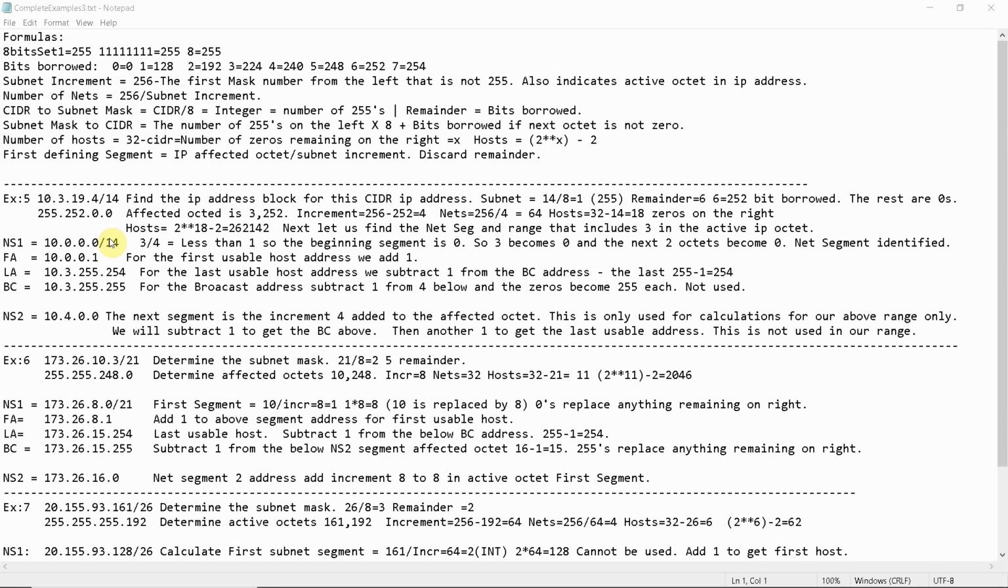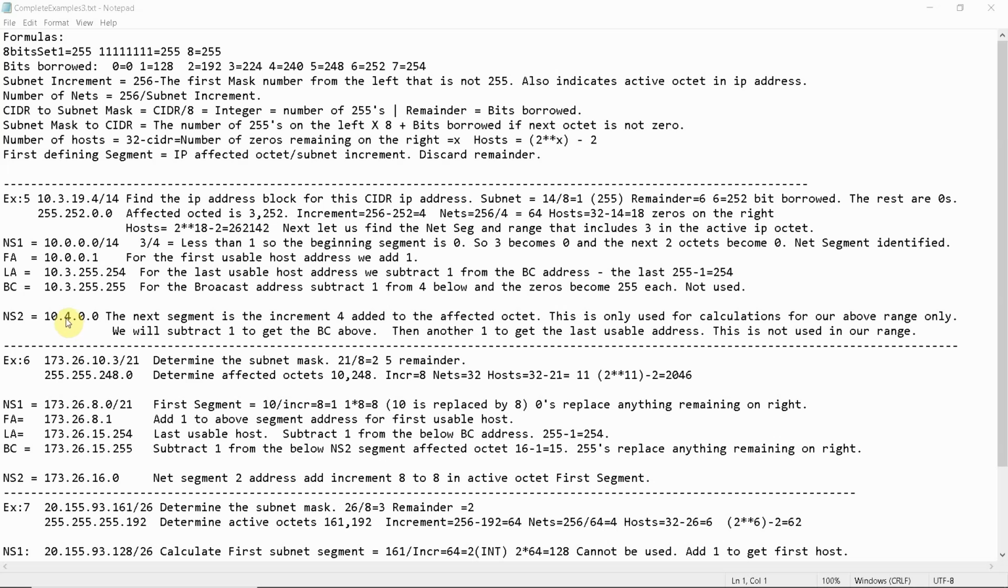So we know what the increment is, 4, and we know that this second one is what we're dealing with. So we're going to add 4. Leave the rest alone, 10.4.0.0. All right, let's go ahead and do our subtraction here.